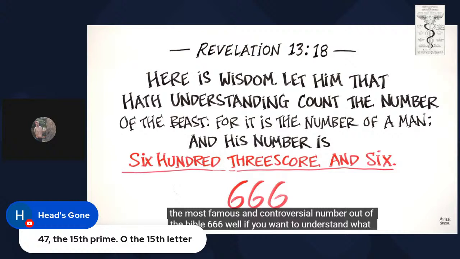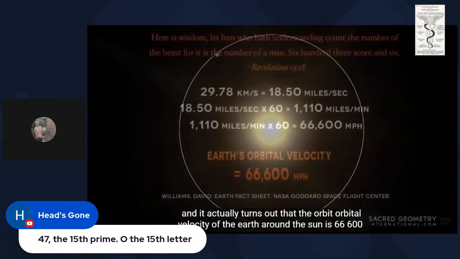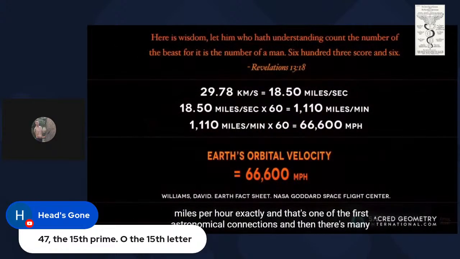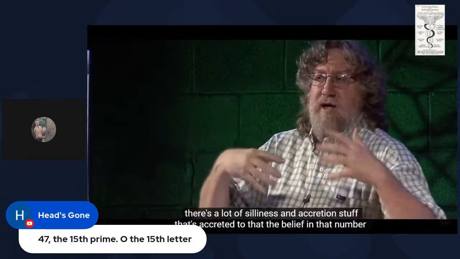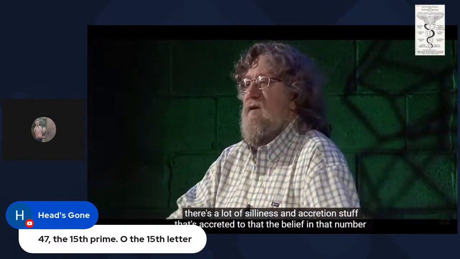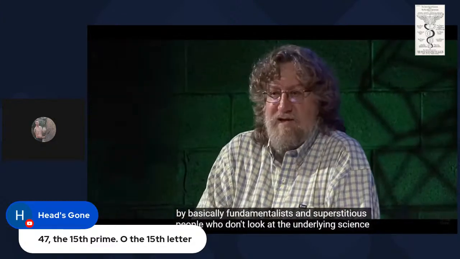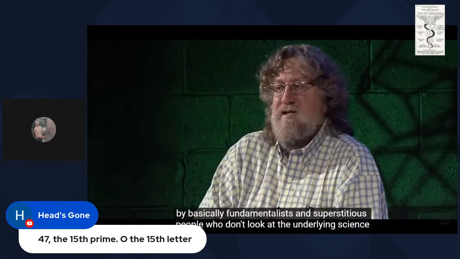Well, if you want to understand what that is actually referring to, you have to peel back the outer literal representation of these tales and look at the underlying mathematical architecture, because that's where it's concealed. It actually turns out that the orbital velocity of the Earth around the sun is 66,600 miles per hour, exactly. And that's one of the first astronomical connections. And then there are many, many more connections with that number that we find occurring in sacred geometry. So there's a lot of silliness that's accreted to the belief in that number by basically fundamentalists and superstitious people who don't look at the underlying science.